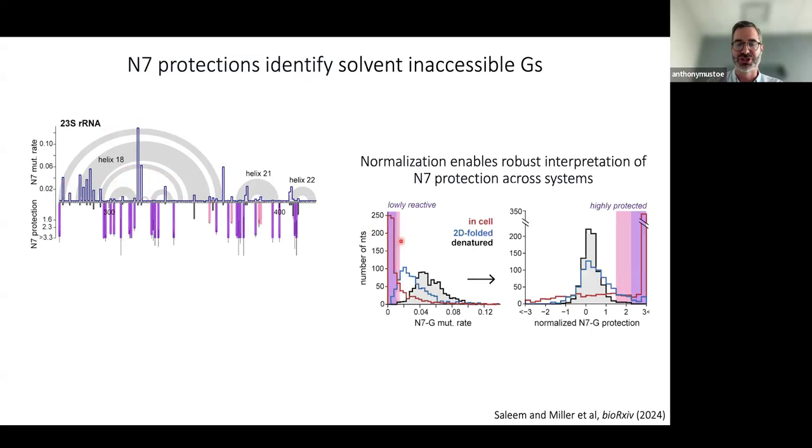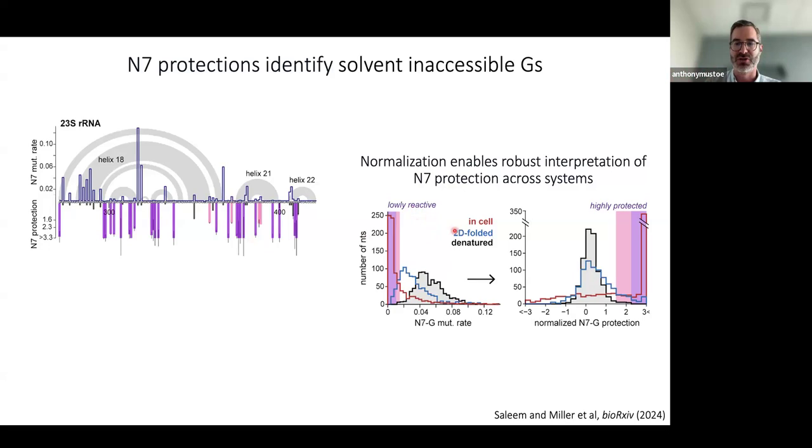And the approach that we came up with is to effectively normalize these N7 reactivities, where we reasoned that what we really cared about are these lowly reactive positions. Those are positions that are indicative of something more interesting than just secondary structure. And I'm not going to go into the details. You can read about it if you want.